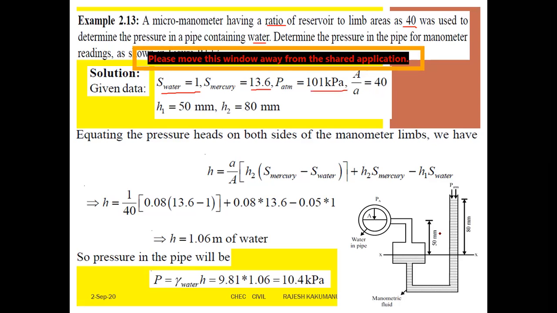Then what is H1? It is the left hand side of the limb, right? This is the left hand side of that limb. This is the right hand side of the limb.